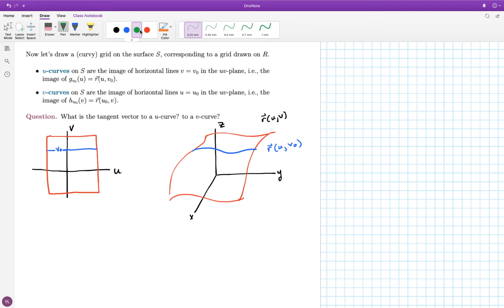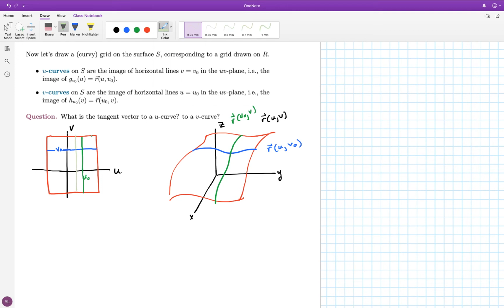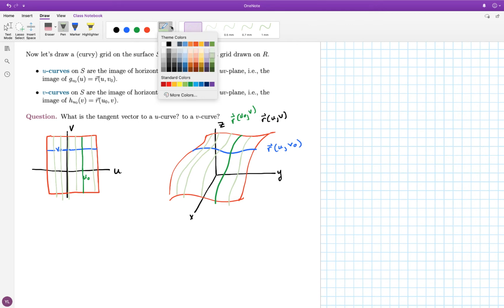Of course I could do the same for a u naught, a fixed u value, allowing the v parameter to range, and I would get myself another grid line like that, and this would look like our u naught v. And then we get a whole grid by fixing various u and v values. It's usually these grid lines that are really helpful in understanding the geometry of the surface, seeing how it looks.